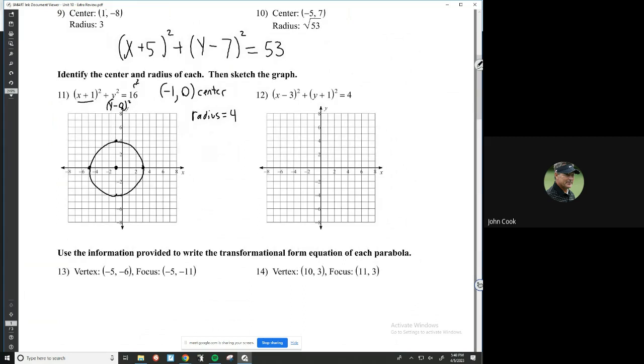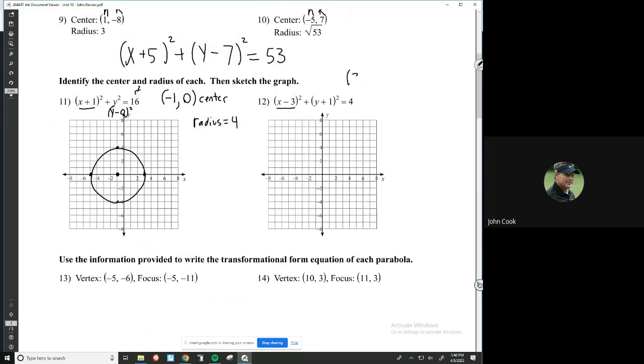All right, next up, looks like we've got the opposite of -3, so that'd be a +3. The opposite of positive 1, which is a -1. So that means that the center of our circle is located at 3, -1. And then the radius, well, if r squared is equal to 4, r is going to be equal to 2. So we go to the left and the right by 2. We go up and down by 2. And then we draw. Okay, there's our circle.